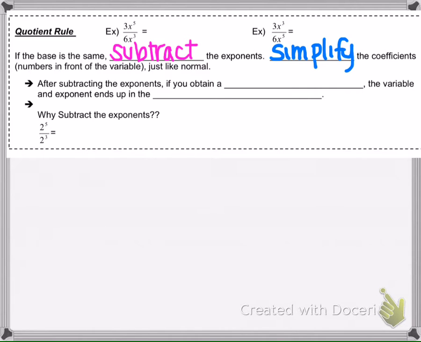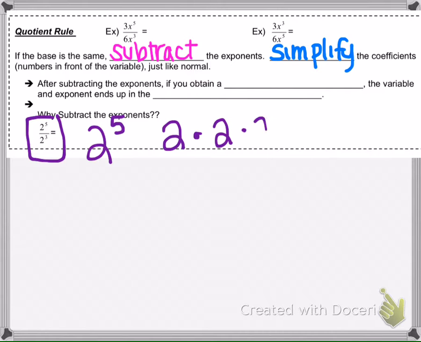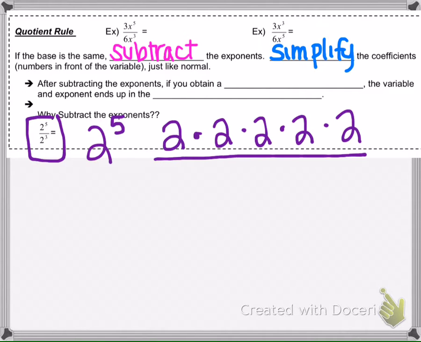So let's talk about why we subtract the exponents. If we take a look at this example right here, we have 2 to the 5th power, so we know that that would look like this: 5 2's being multiplied, all over 2 to the 3rd. So that would look like this.